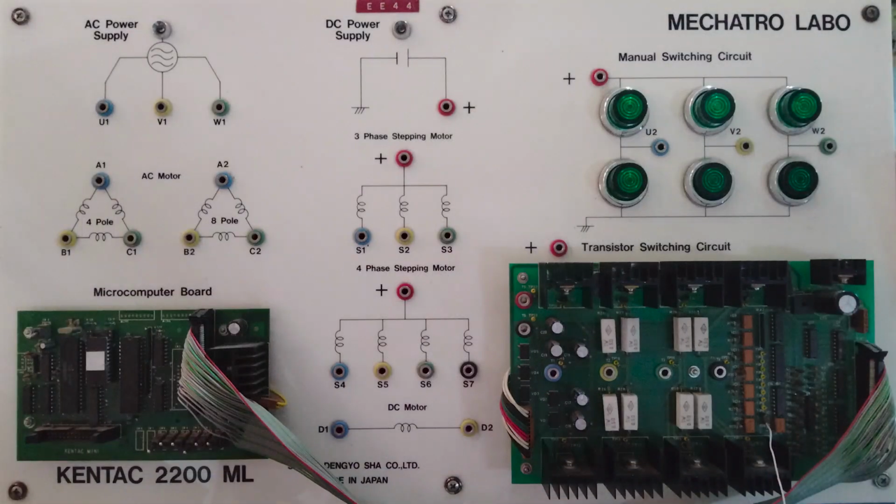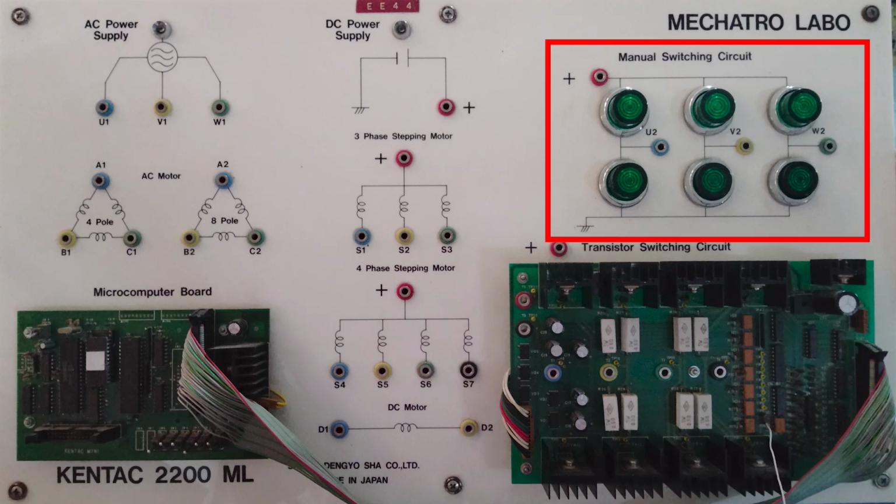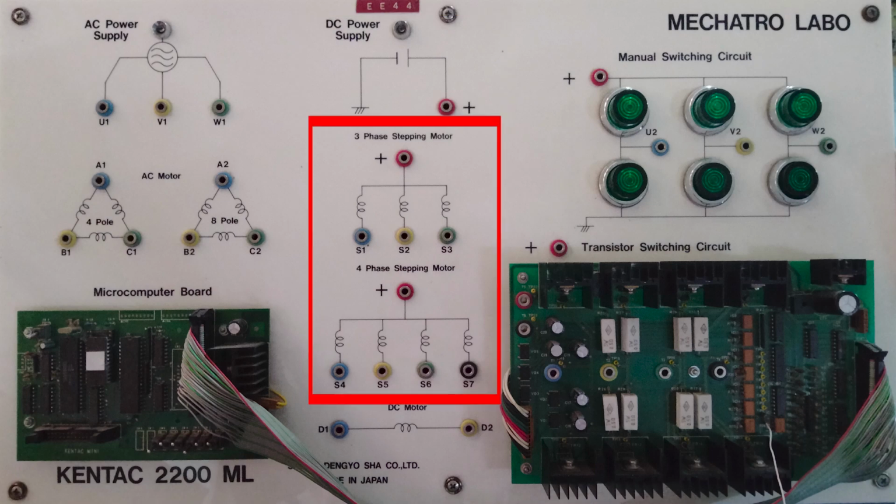This is the Mercator Lab system that we're using for this practical. This is the microcomputer board and it's used to control the mode of operation and the direction of rotation of the stepper motor. This is the transistor switching circuit and it's controlled by the microcomputer board. This is the manual switching circuit and it can be used to control the operation of the stepper motor manually. This is the DC power supply and these are the terminals of the 3-phase and the 4-phase stepper motor.